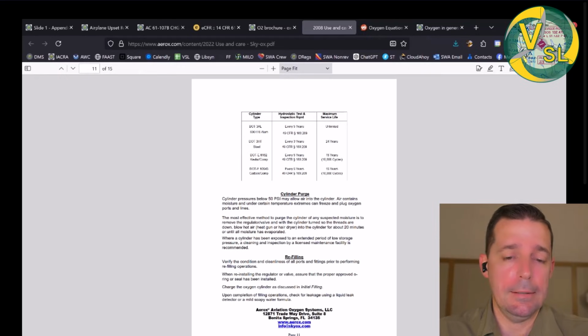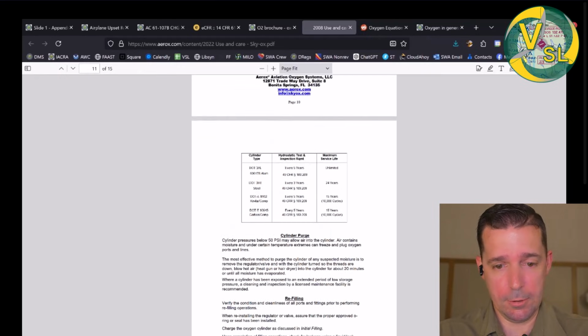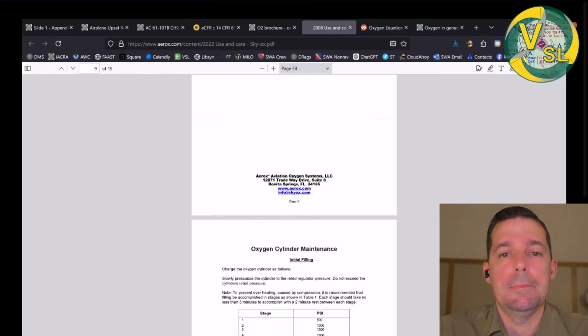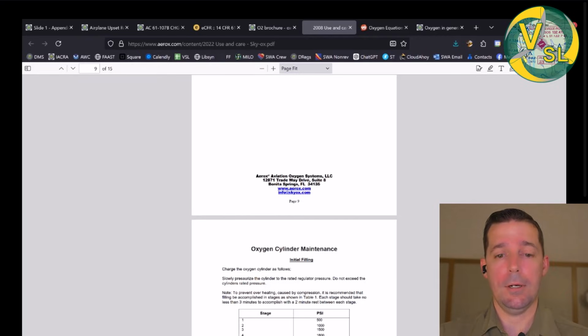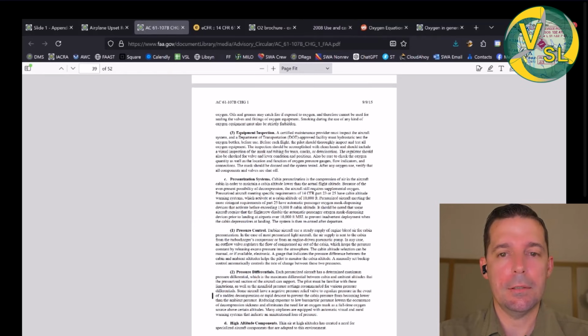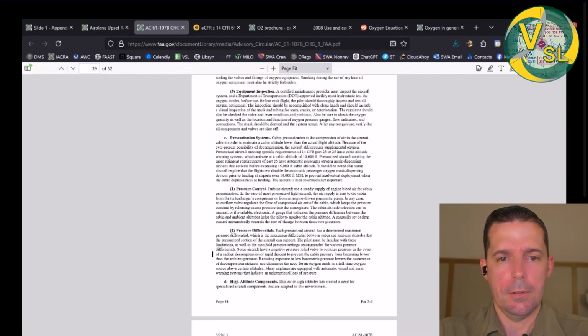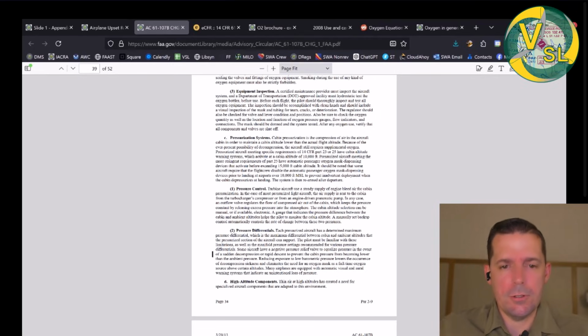And then it talks about other things you can do to purge the cylinder or refilling. But make sure you're looking at those maintenance recommendations from the manufacturer before you go messing with these oxygen cylinders. All right, now looking at our other maintenance stuff, our equipment inspection, pressurization systems. So we haven't discussed a lot about pressurization systems. We focused on a lot of the supplemental oxygen, not pressurization.